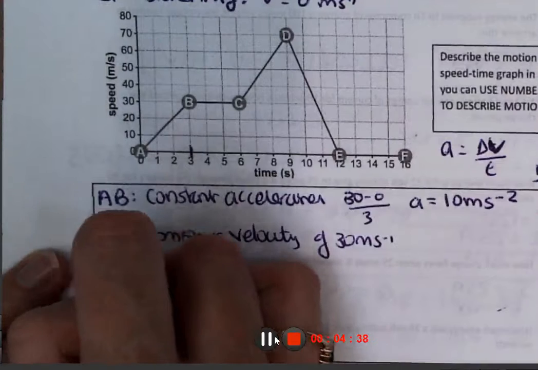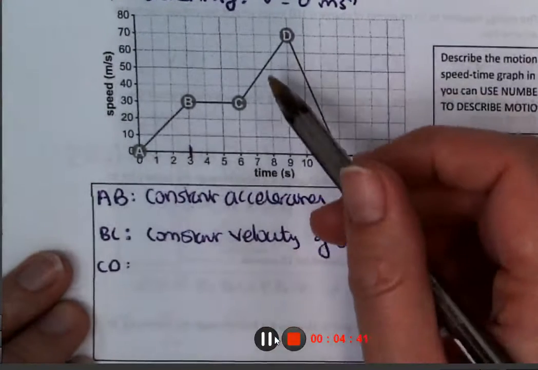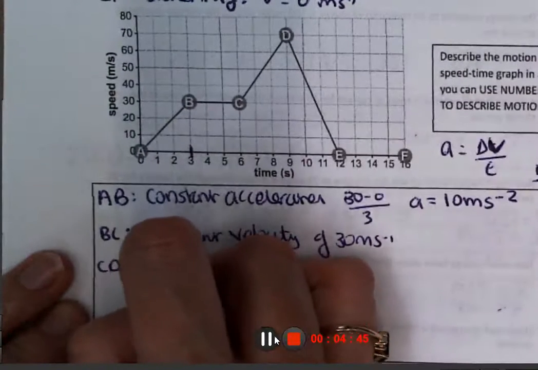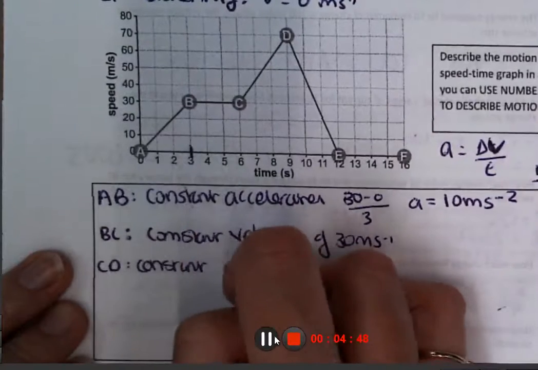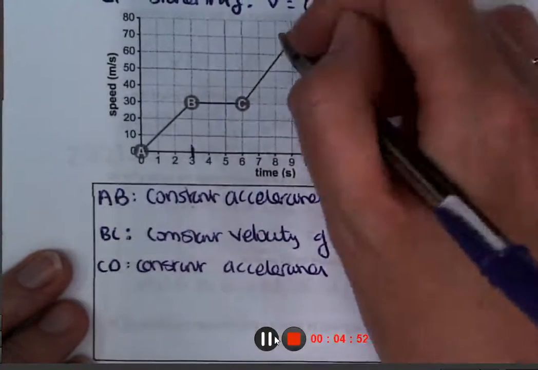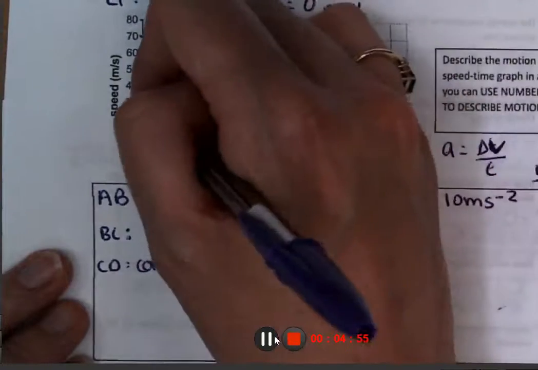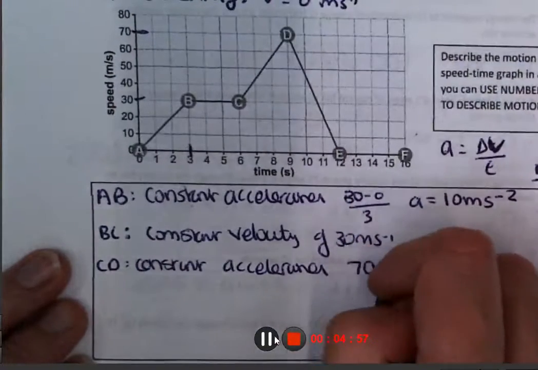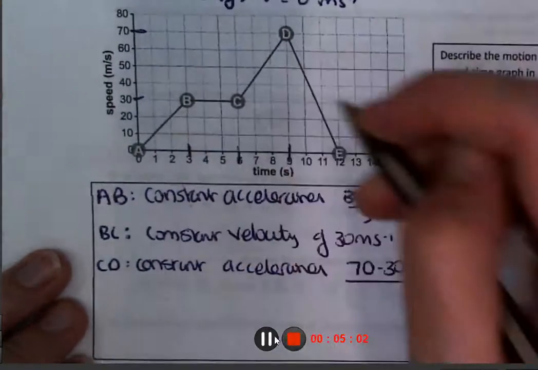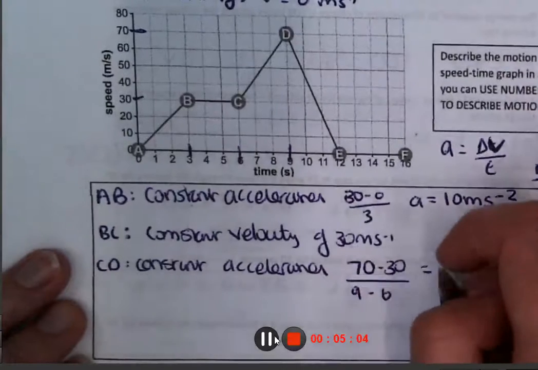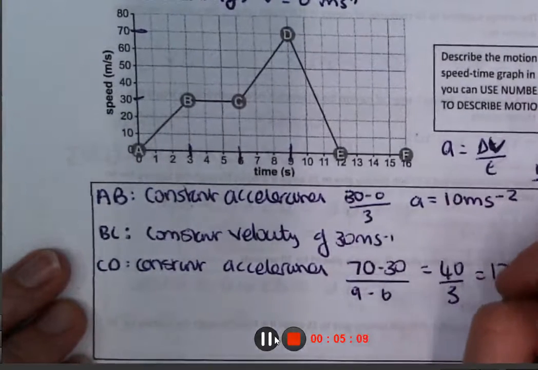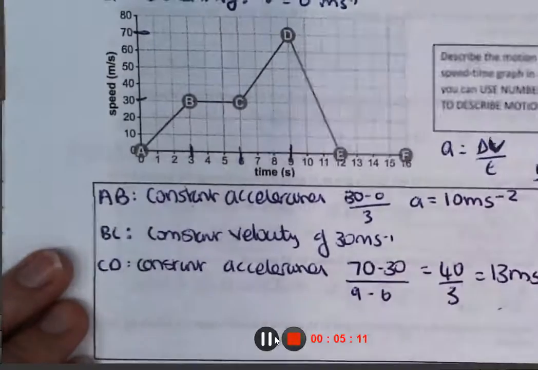From C to D we have a straight line again, increasing, so we have constant acceleration again. And we can work out values here. It goes from 30 to 70, so 70 minus 30 will tell us the change in velocity, and the time is 9 minus 6. So we've got 40 divided by 3, which gives us 13 meters per second squared.